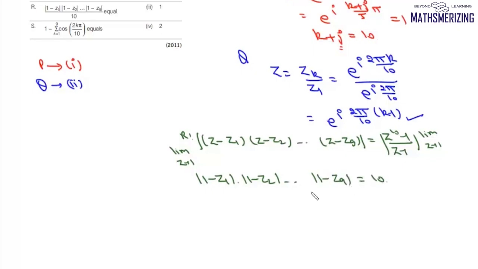Now if we take this 10 on the left hand side, we'll get mod of (1 minus z1) ... mod of (1 minus z9) by 10. It is equal to 1. That means this r matches with 3.